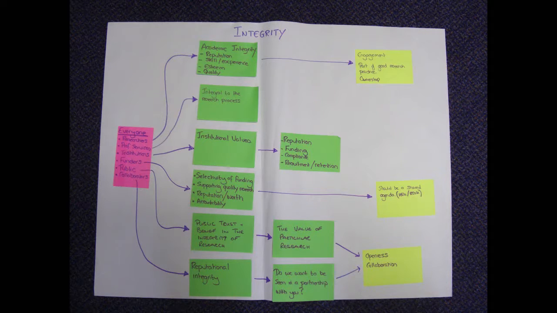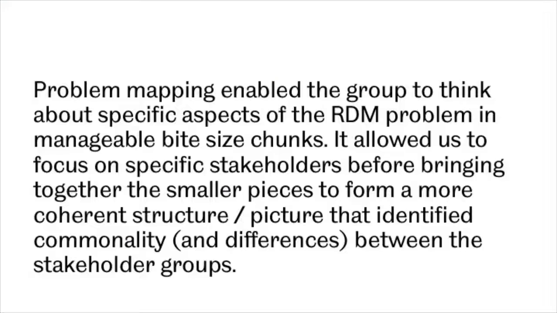So, what are the benefits of this tool? Well, in general, it seemed to work rather well. The tool generates a big picture whilst still starting at a manageable level. One of the participants wrote the following. Problem mapping enabled the group to think about specific aspects of the RDM problem in manageable, bite-sized chunks. It allowed us to focus on specific stakeholders before bringing together the smaller pieces to form a more coherent structure that identified commonality and differences between the stakeholder groups.